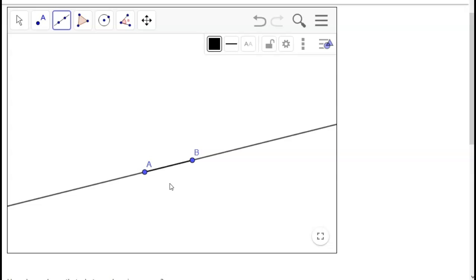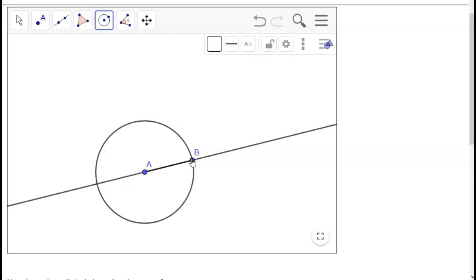Now a square has four perpendicular sides, which means it has four 90-degree angles, and all of those sides have to be congruent. So if we want one of our corners to be at A and one of our corners to be at B, then we need the other side to be perpendicular at the point of A. So what we're going to do first is create a circle centered at A with radius of AB.